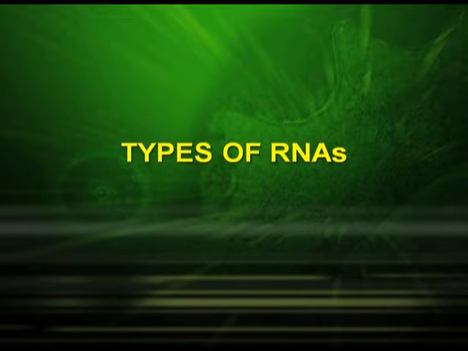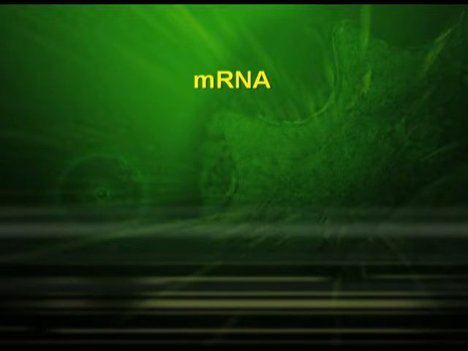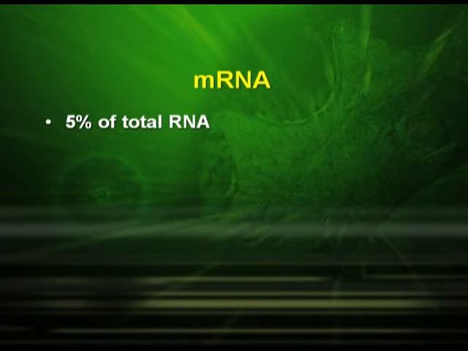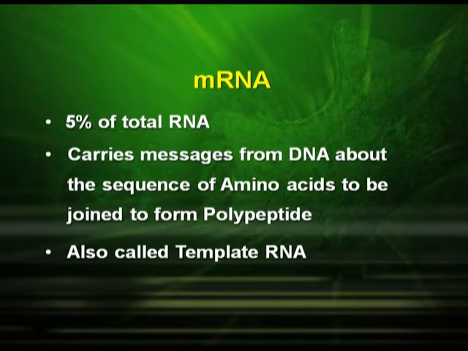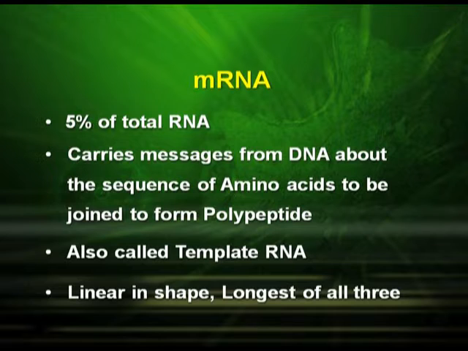The first type is mRNA, that is called messenger RNA. This is 5% of the total RNA. It carries messages from DNA about the sequence of amino acids to be joined to form polypeptides. It is also called template RNA. It is linear in shape and it is the longest of all the three.